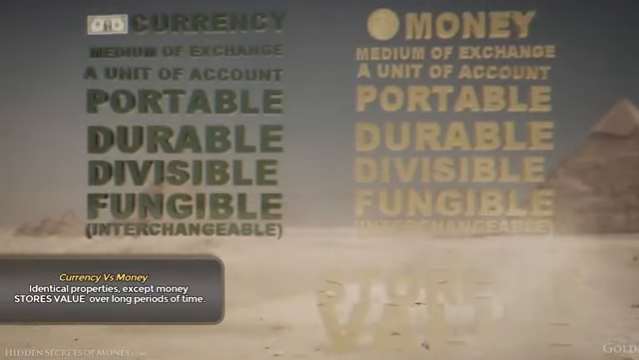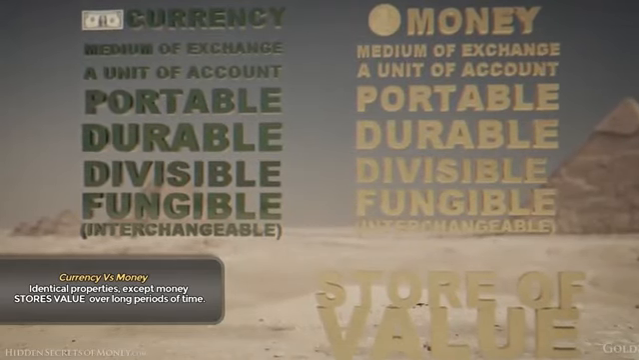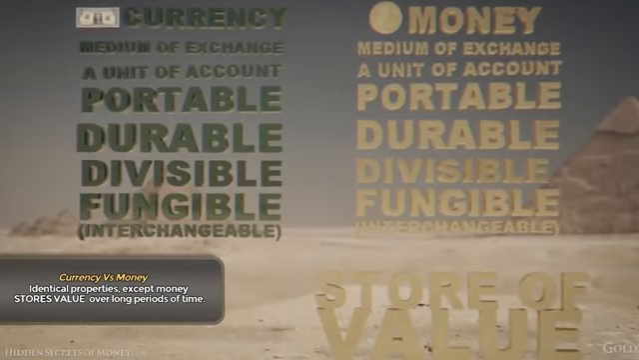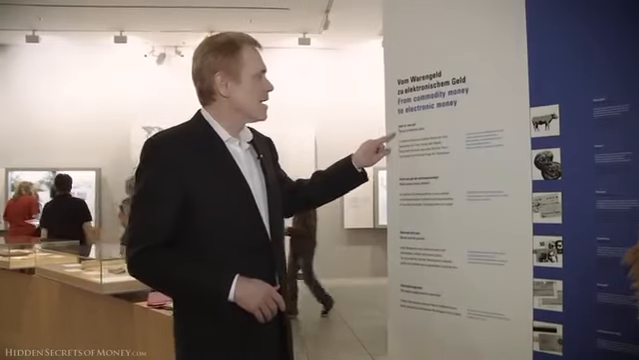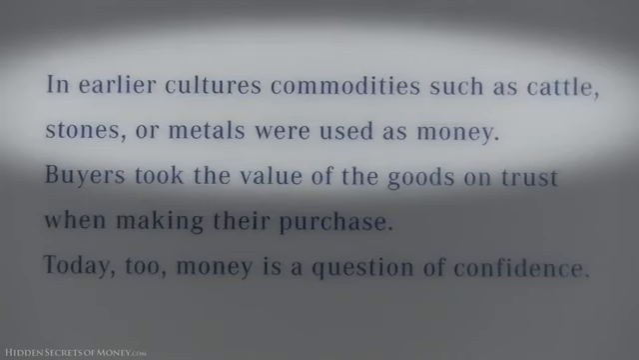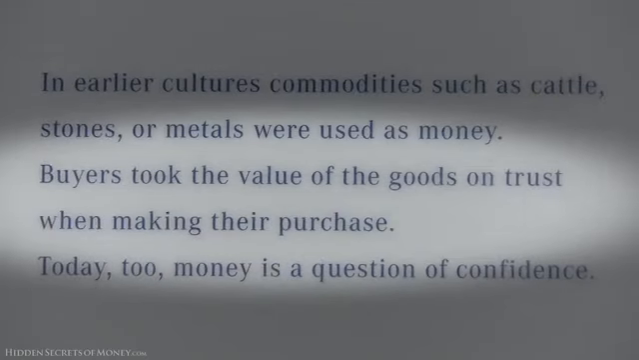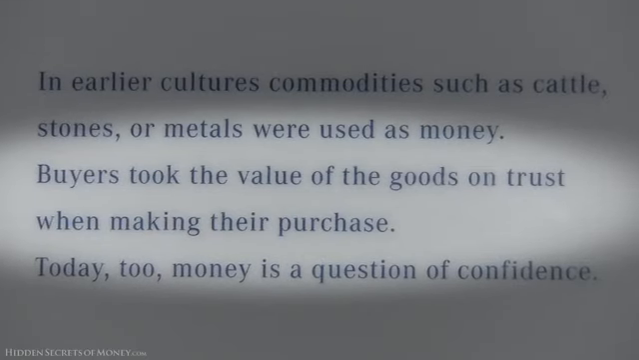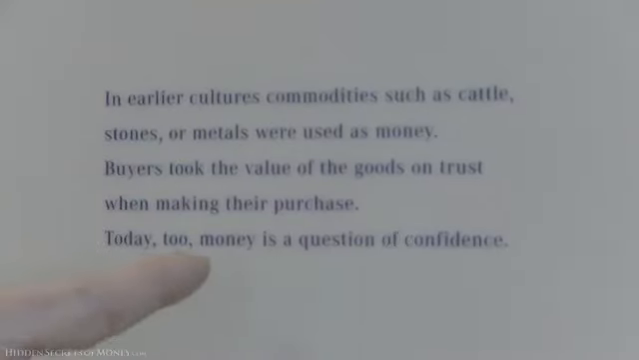But 2,600 years after its emergence, people still confuse money with currency, even the so-called experts. So they've got here some of the things about what money is. The first example here is money is whatever goes. So in earlier cultures, commodities such as cattle, stones, or metals were used as money. Buyers took the value of the goods on trust when making their purchase. Today, too, money is a question of confidence.